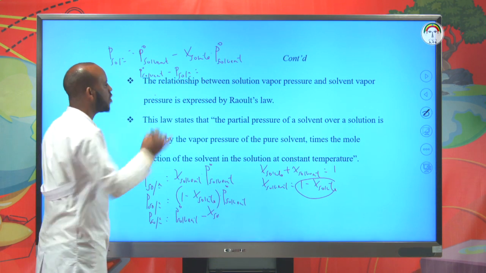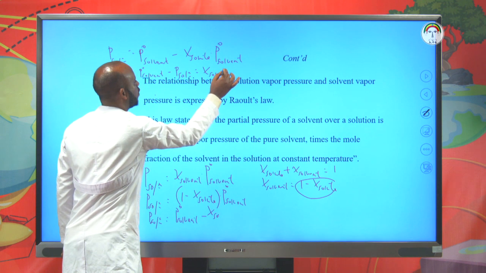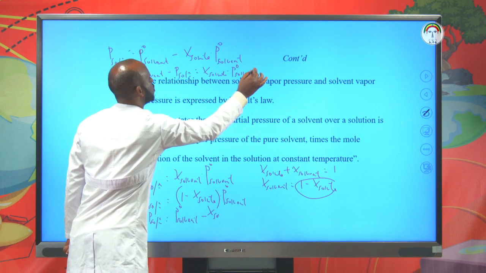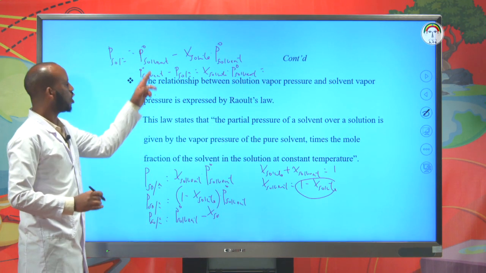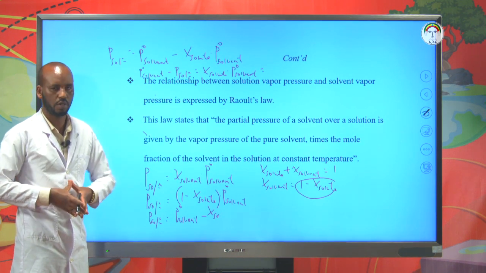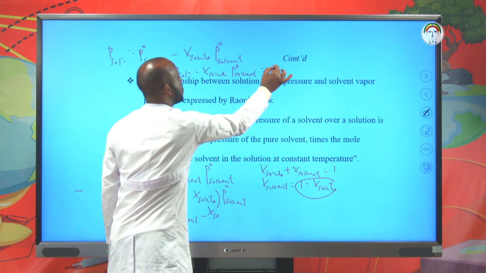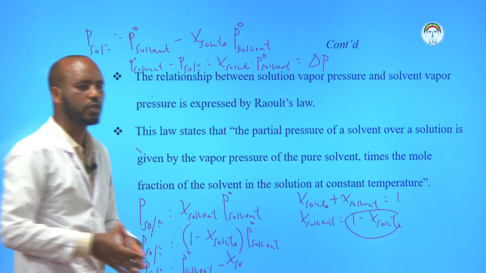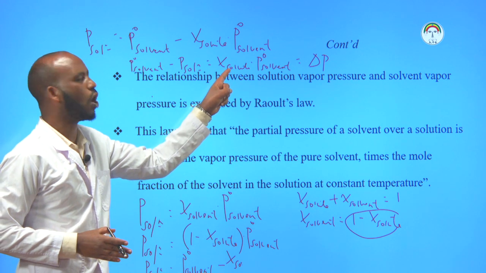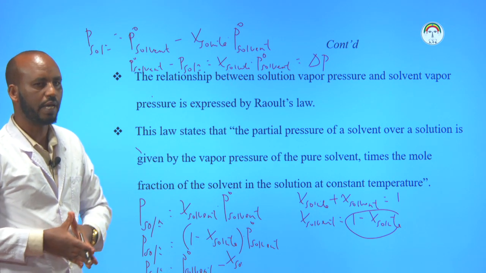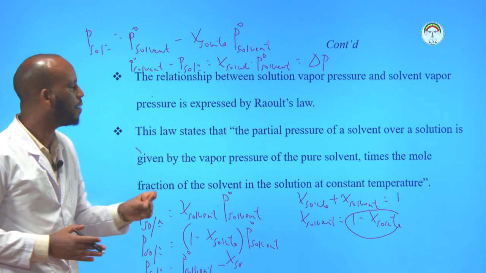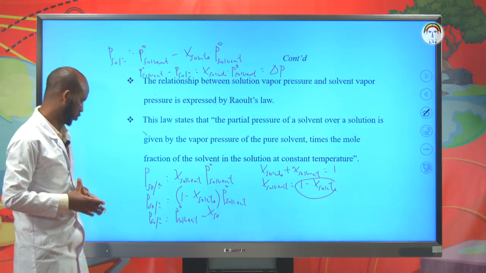Mole fraction of the solute times vapor pressure of a pure solvent equals P naught of the solvent minus P of the solution, which is the lowering in vapor pressure, or vapor pressure lowering, denoted by the symbol delta P. This is an example of colligative properties of a solution, which depend on the amount of solute. Therefore, it is the lowering in vapor pressure, not vapor pressure, that is an example of colligative properties of a solution.